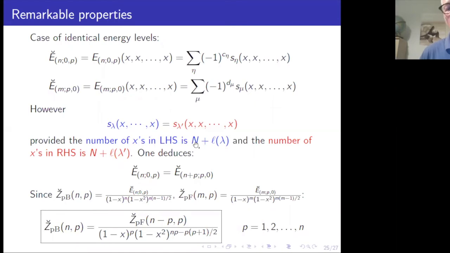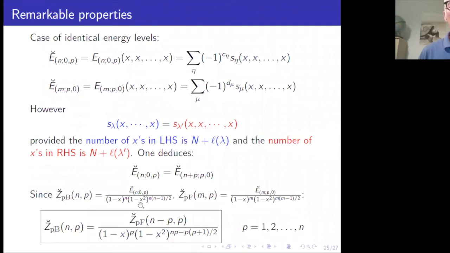of the form, well, say an integer plus the length of lambda, and the number of x's here is the same integer plus the length of lambda prime. To see that it's really the same, you should go back to this formula that I've shown you before. Because of that, it's a simple exercise to see that these numerators become the same in this case of equal x's or identical energy levels, and this identity holds.